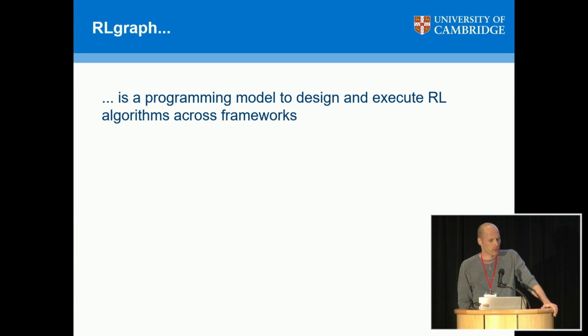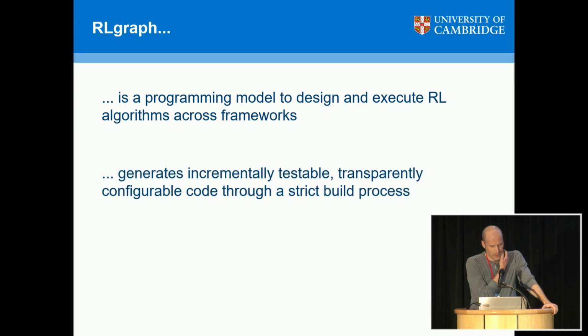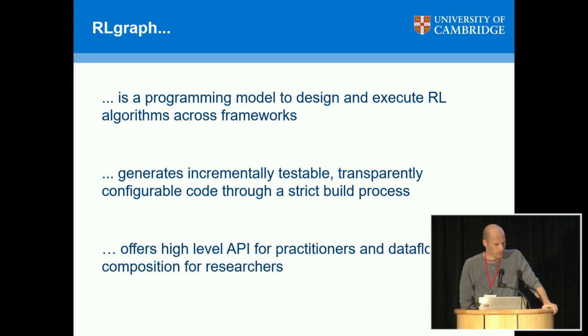Quick intermediary summary: RLgraph is a programming model to design and execute reinforcement learning algorithms in a backend agnostic fashion. RLgraph generates incrementally testable, transparently configurable code through a strict build process. What does incrementally testable mean? It means that you can take very simple components and test them end-to-end as your entire algorithm, basically. And then you take more complex ones, composed of these simple components, and test them end-to-end. We have over 300 test cases. We test all our components and abide by very strict software development standards.